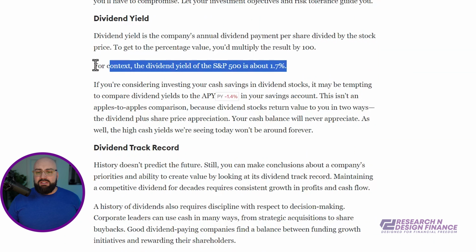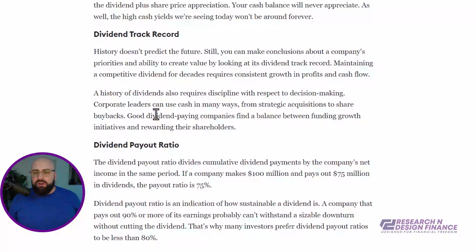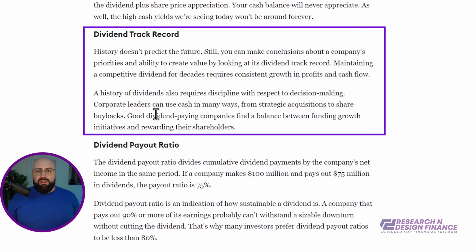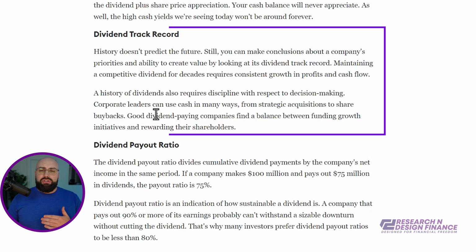You also want to look at the dividend track record. Like it says here, history doesn't always predict the future, but if a company over the last, say, 40 or 50 years has increased their dividend, in terms of how much they're paying, the yield is going up, their debt's going down, and their payout ratio is going up, that's something you'll want to pay attention to. So look at the track record.